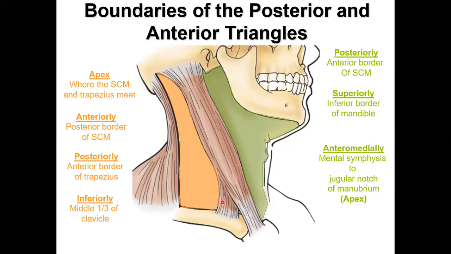Your posterior triangle, its borders are the posterior border of your sternocleidomastoid, the middle third of the clavicle, and then the anterior border of your trapezius muscle. And then within each of these larger triangles, there are smaller triangles.